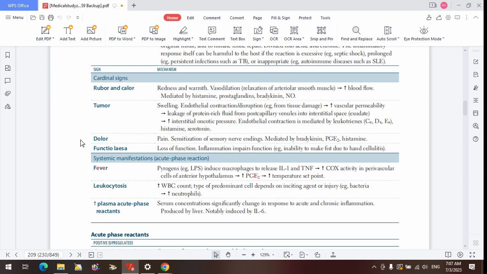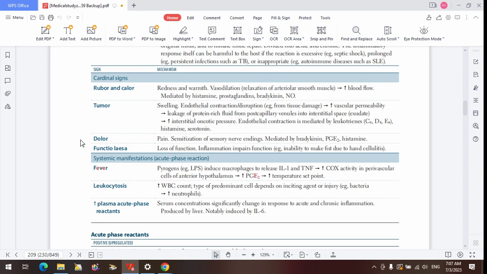So those interleukins are going to cause contraction of the endothelium. When the endothelium contracts, they increase the gap in between the endothelial cells. So when they make the statement of endothelial contraction, they're actually saying that there's an increase in the gap between those endothelial cells, which can allow leakage of protein-rich fluid from the post-capillary venules.